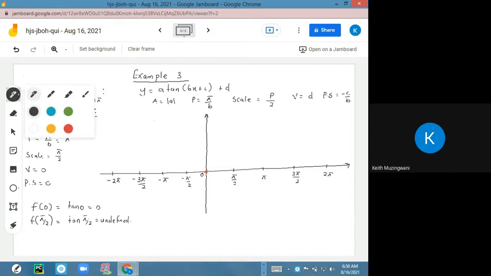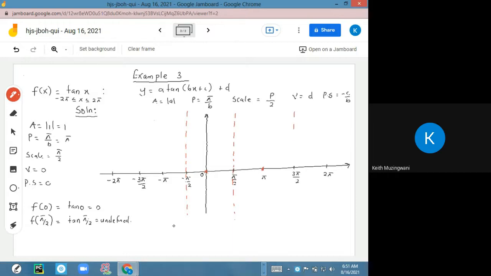So undefined, how do we denote undefined? We put an asymptote. Now whatever happens at positive pi over 2 will happen at negative pi over 2. Undefined. So tan pi, that's tan 180, it's 0. 3 pi over 2, undefined.